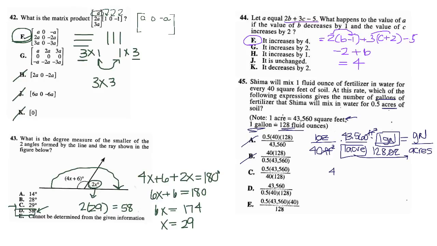So let's see, I have 43,560, and I have gallons in the numerator. In the denominator, I have 40 times 1 times 128, and that is per acre. And again, notice that it's a 1-to-1, but I only need half of an acre, so I need to multiply this by 0.5. I only need half of this ratio. So that looks like we are going to end up with answer choice C.